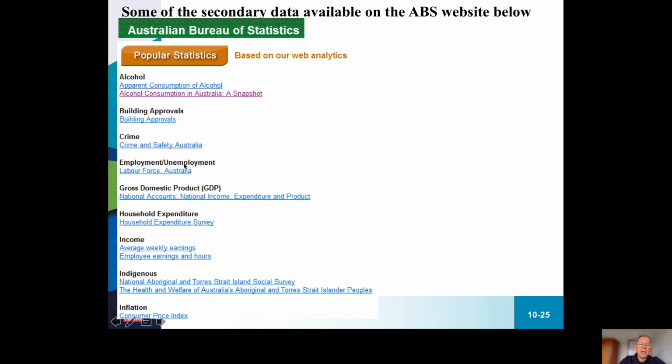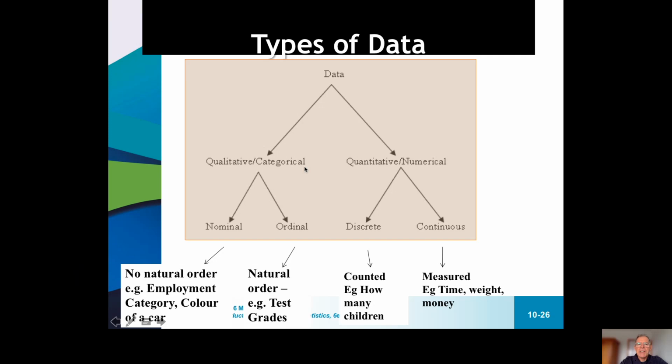It's important for governments in planning for the future, and for businesses planning to meet the needs of the community. Let's have a look at different types of data. We could break data down into qualitative/categorical data and quantitative/numerical data.